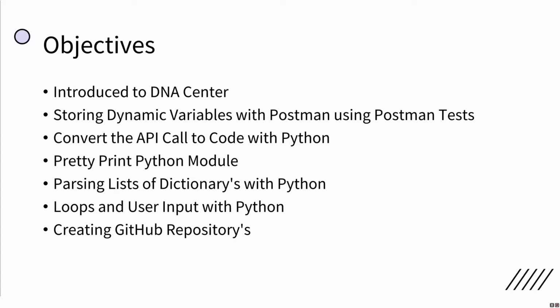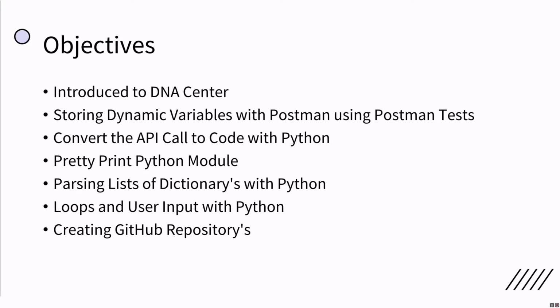We're going to look at storing dynamic variables with Postman using Postman tests so that we can use that API call key that we did in the previous lab and pass that to get more data from Cisco Always On DNA Center. We're going to convert the API call to code with Python. I'm going to introduce you to the pretty print module that allows us to see data a little more pretty for the human eye.